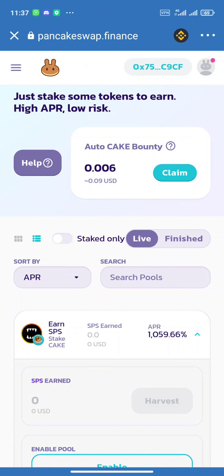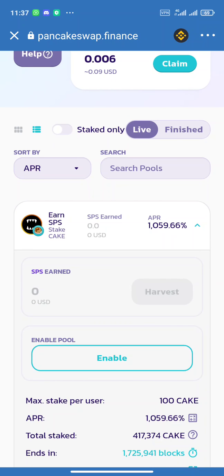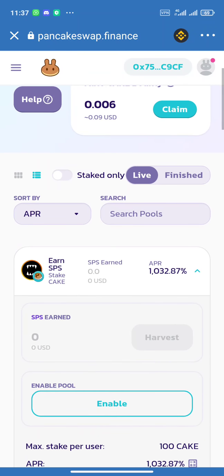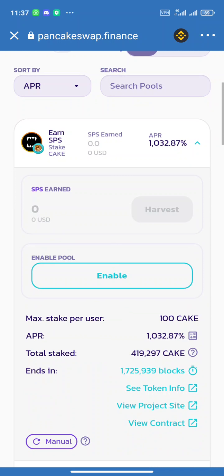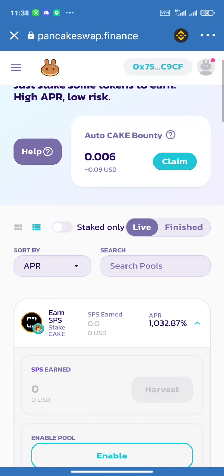So let's take for example, you want to take advantage of this APR now. You click on enable, it will take a little bit of gas fee, and then activate it, and then the quantity of cake you have will show, and then you click on stake, and you pay another gas fee, and then you start staking. That's it. When you're satisfied with the quantity, then look at the bounty. You can keep on claiming this bounty. This is a way to get free cake.